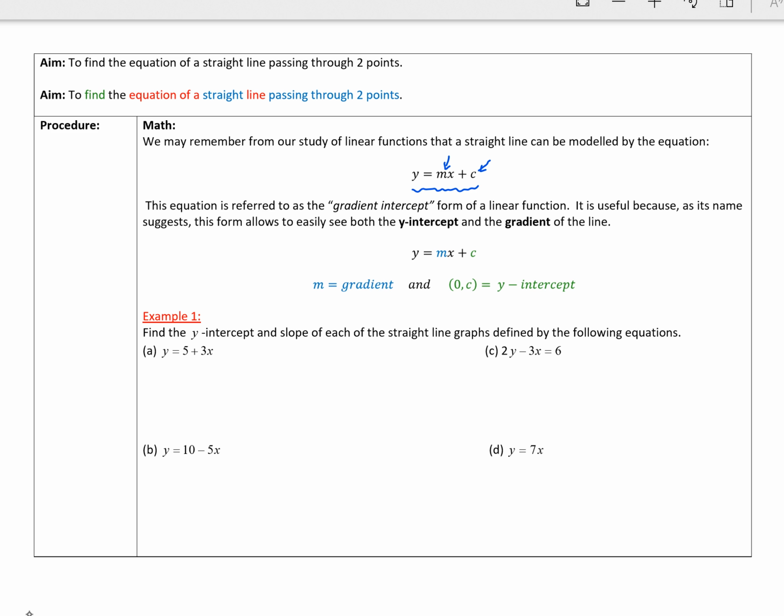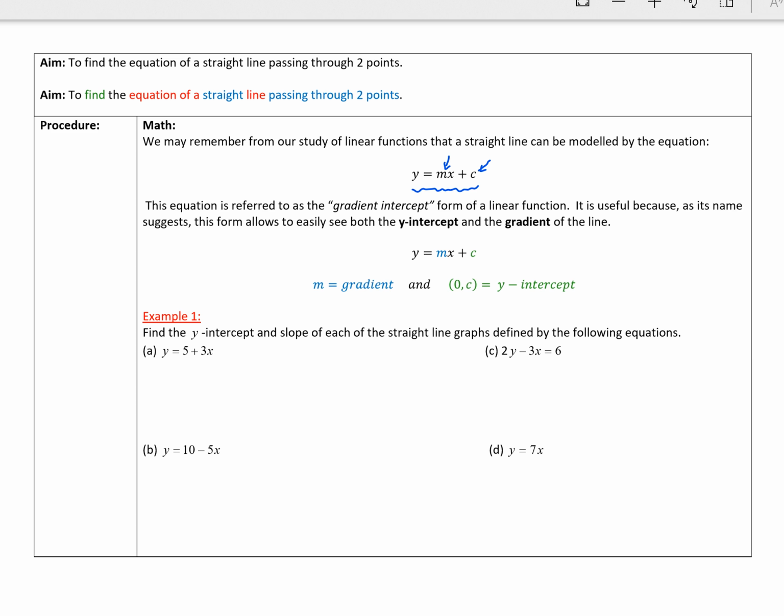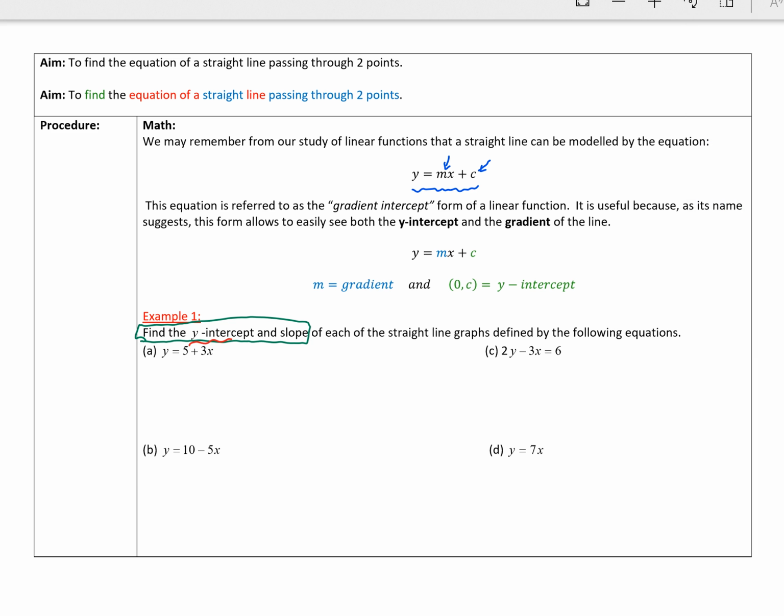So let's take example 1. It says find the y-intercept and the slope of each of the straight line graphs defined by the following equations. Well, again, we need to find something. We need to find the y-intercept and the slope, or the gradient. So the two things here are y-intercept and slope.